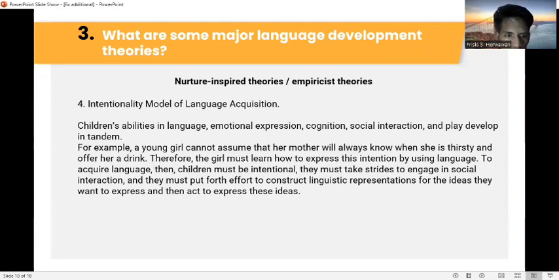To acquire language, children must be intentional. They must take strides to engage in social interaction, and they must put forth effort to construct linguistic representations for the ideas they want to express and then act to express these ideas. The point of this theory is that humans learn language to tell their intentions to other people.